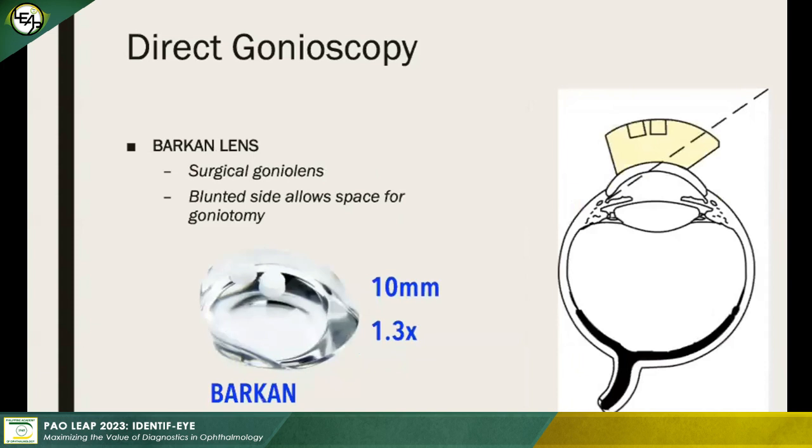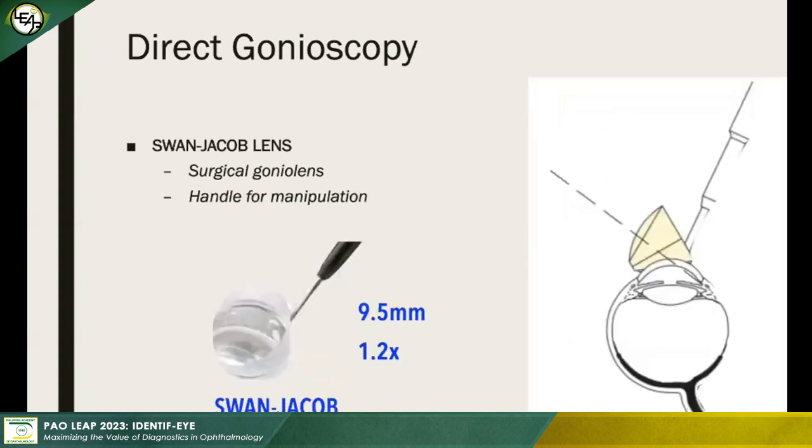Here's another example. This is the Barkan lens. It is a surgical gonio lens, and note the blunted side on one end. This blunted side allows space for you to perform goniotomy on the operating room table. A similar surgical gonio lens is the Swan-Jacob lens. This time, the modification is that there is a handle. So this is a lens that can be used for goniosynechialysis, for example.